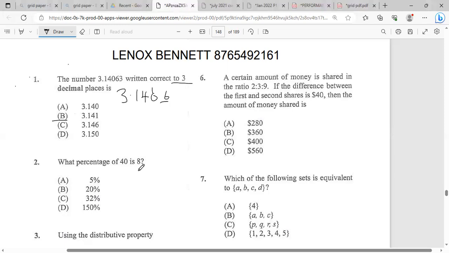What percentage of 40 is 8? So it's 8 over 40. Percent means out of 100, so we multiply by 100%. 8 into 40 goes 5 times, 5 into 5, 1. 5 into 100, 20. So that's 20%. All right, let's look at the next one.